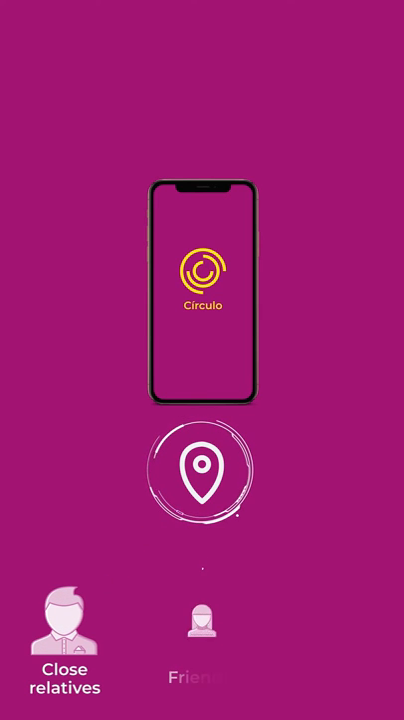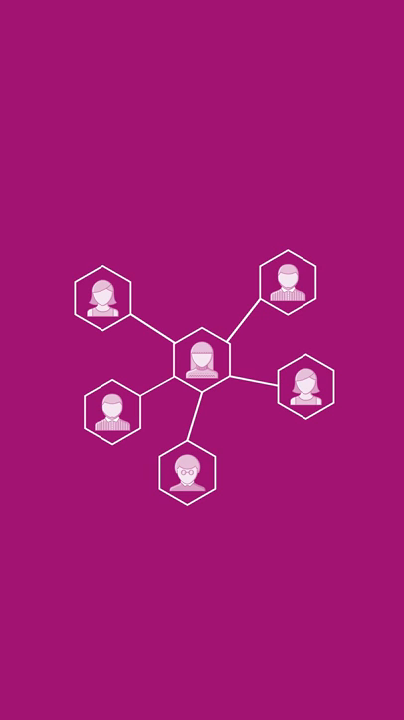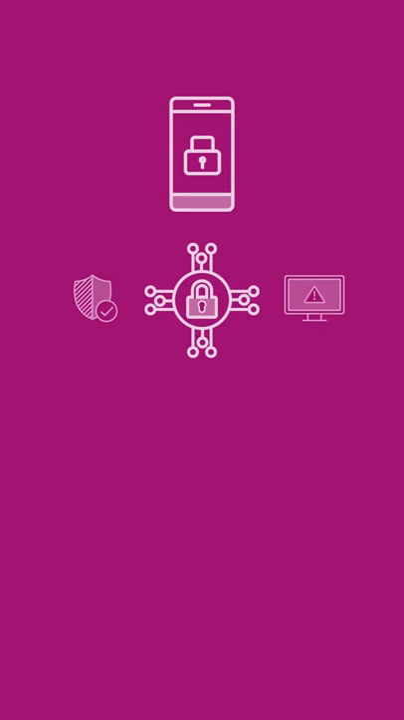Welcome to Círculo. Círculo is a safe way to share your status and location with a small group of close relatives, friends, or colleagues. With Círculo, you can create a network of support and solidarity to defend against violence and danger online and offline. Everything you share in the app is encrypted end-to-end and stays safe on your phone.